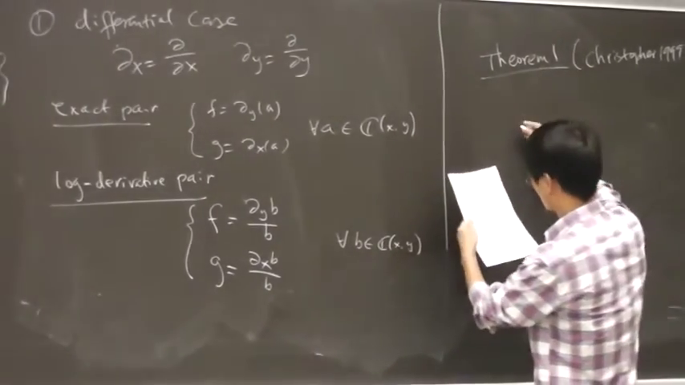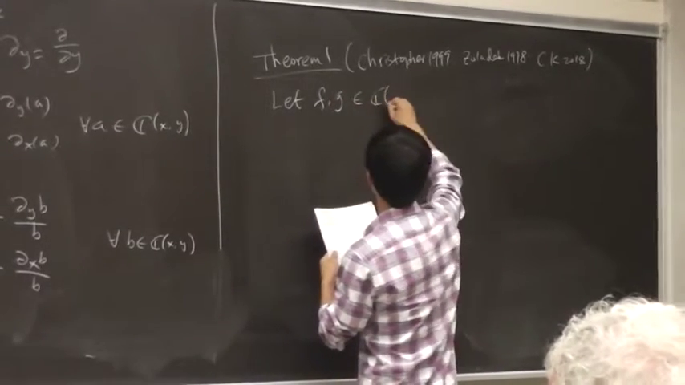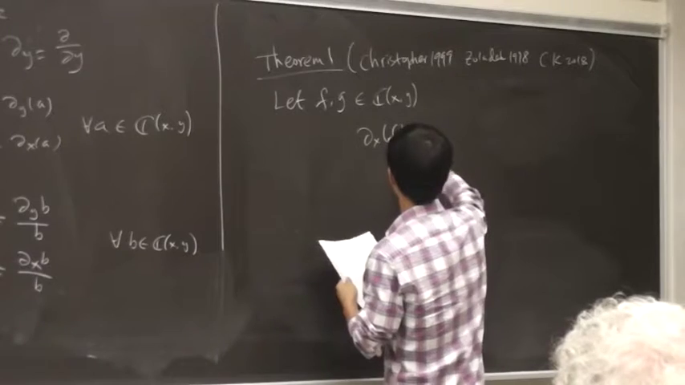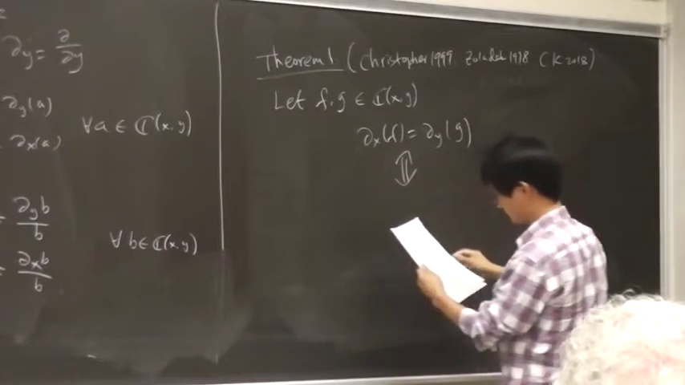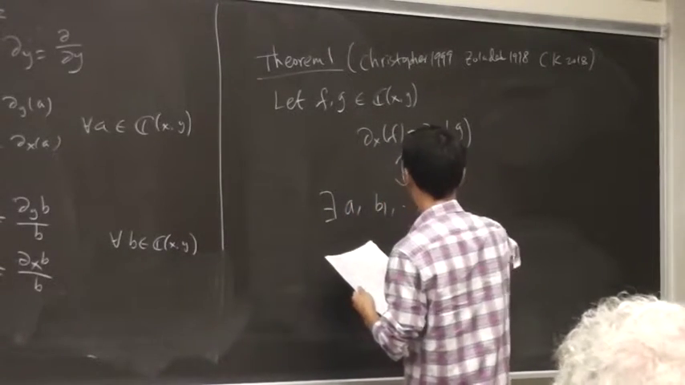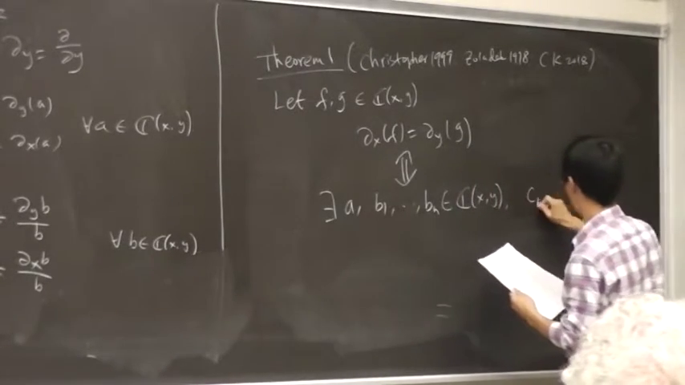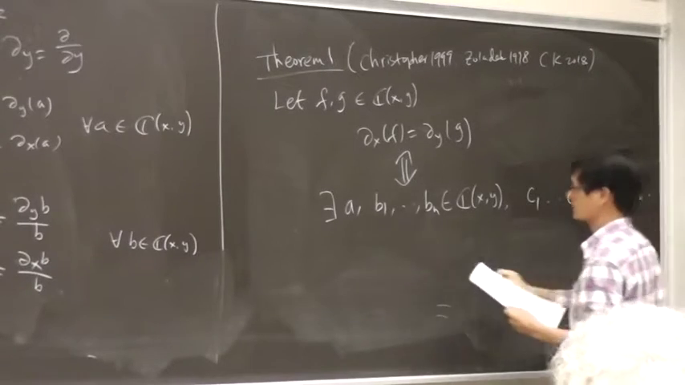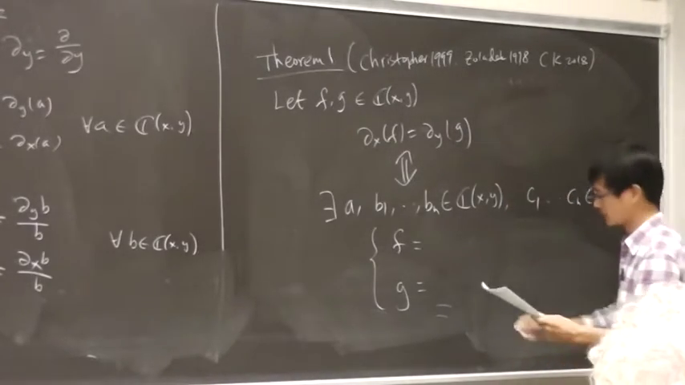And let me write the result. If f and g are rational functions, so if they satisfy this doublet equation, then you will find a rational function a, and b1 to bn, and also some constants in C such that f and g are of the following form.